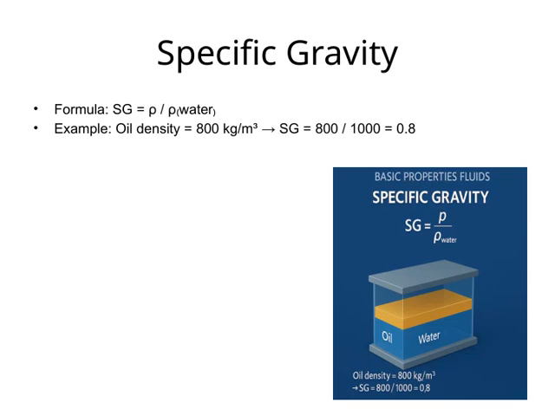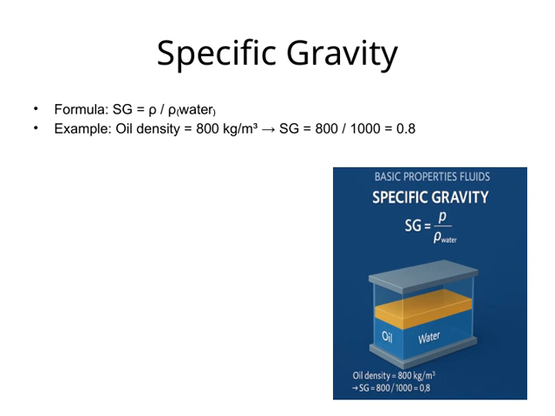Let's take a closer look at specific gravity, which is a useful property when we're comparing densities. The formula for specific gravity is quite straightforward. Sg equals the density of the substance, rho, divided by the density of water, rho water. This ratio helps us understand whether a substance is lighter or heavier than water.